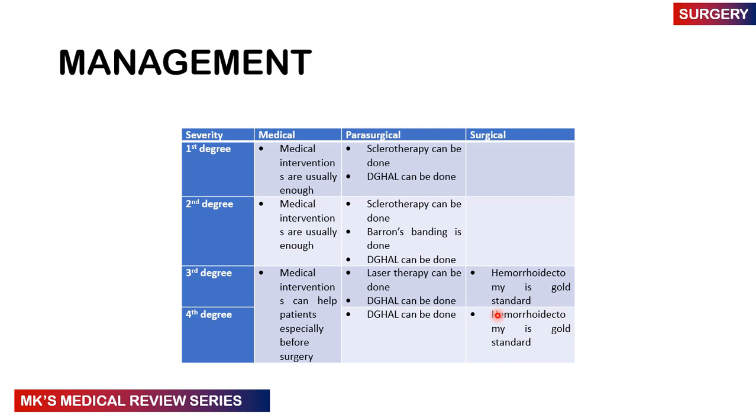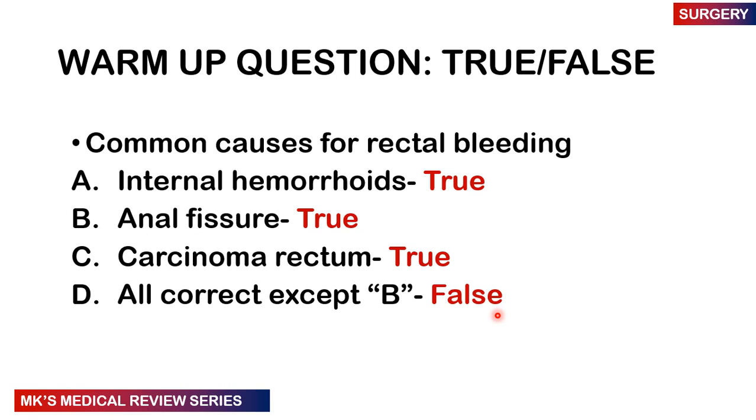Now here is our warm-up question. Common causes of rectal bleeding. A, internal hemorrhoids. This is true. B, anal fissures. This is true. This was part of the differential diagnosis of rectal bleeding. C, carcinoma of the rectum. This is also true. And then that would make D, all correct except B, as false.